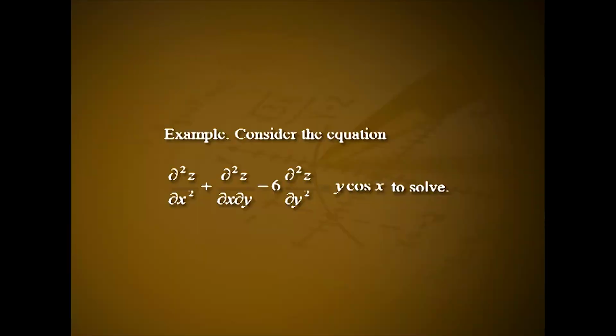Example: consider the equation ∂²z/∂x² + ∂²z/∂x∂y − 6 ∂²z/∂y² = y cos x to solve. This may be written in symbolic form as (D² + DD' − 6D'²)z = y cos x. Its auxiliary equation is m² + m − 6 = 0, which implies m = −3, 2. The complementary function is CF = φ1(y − 3x) + φ2(y + 2x).